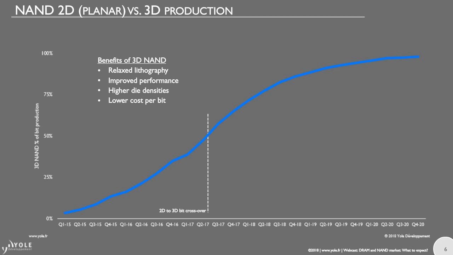You'll also notice on this chart there's a line showing the 2D to 3D bit crossover. This occurred in mid-2017. This line is showing the percent of NAND bit production on 3D NAND. So the crossover happened in mid-2017. But by the end of next year, we expect greater than 90% of bit output to be on 3D.